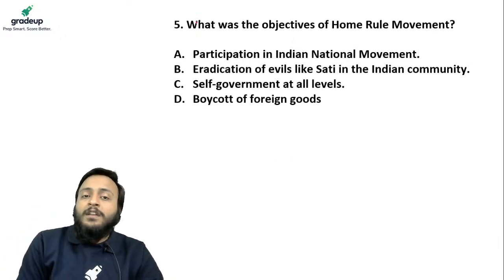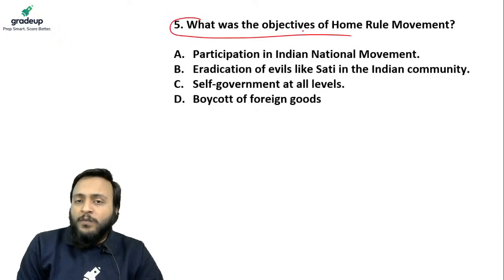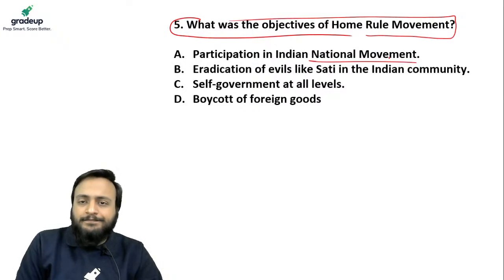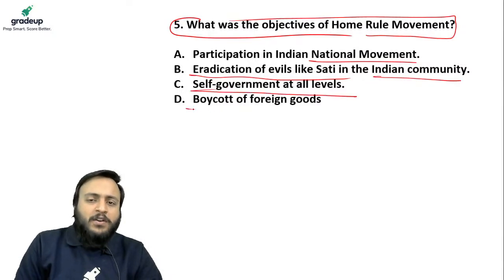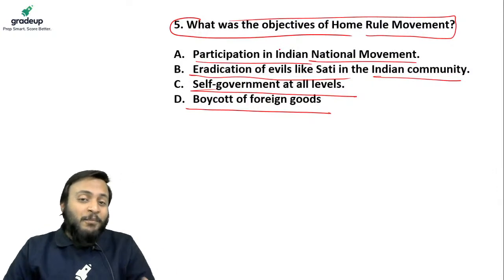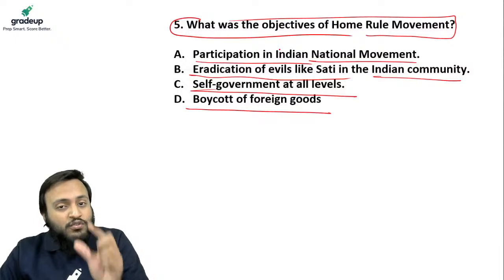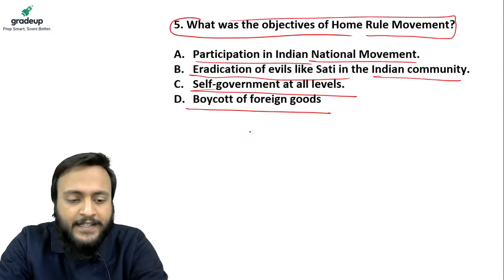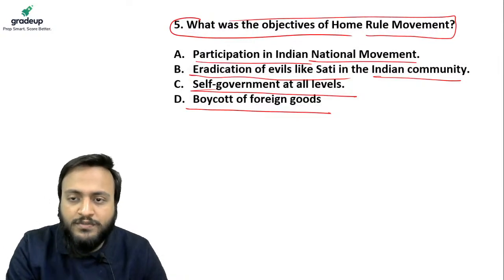Now, last question for you. What was the objective of the Home Rule movement? Participation in the Indian national movement, eradication of the evils like sati in the Indian community, self-government at all the levels, boycott of the foreign goods. You may say that, sir, more than one answer may be correct, but you have to choose the most correct answer. Let us see what answer you choose.